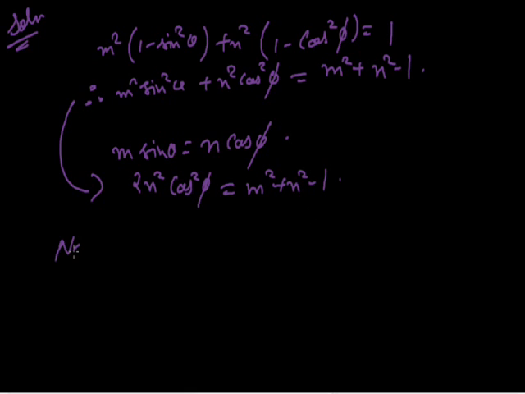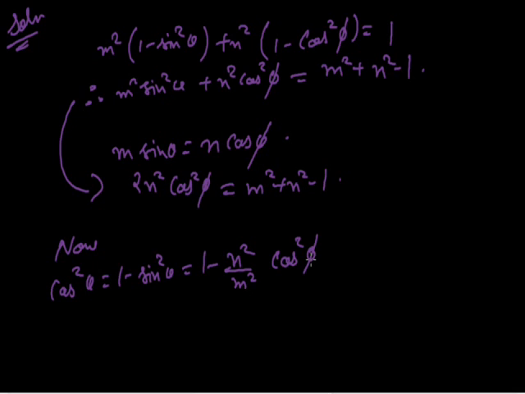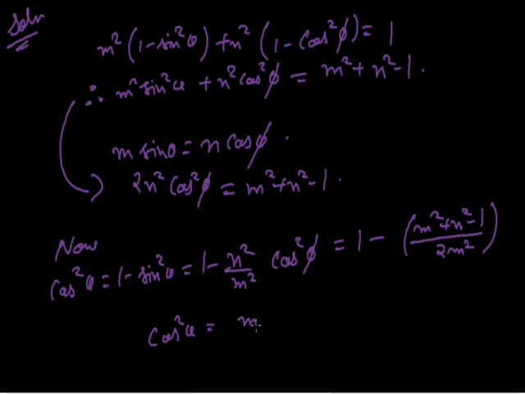Now as we know, cos square theta is equal to 1 minus sin square theta, which is equal to 1 minus n square by m square cos square phi, from the third relation, which is equal to 1 minus m square plus n square minus 1 upon 2m square, which is equal to m square minus n square plus 1 upon 2m square.